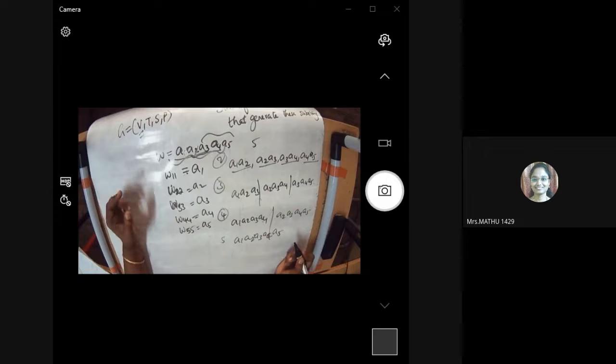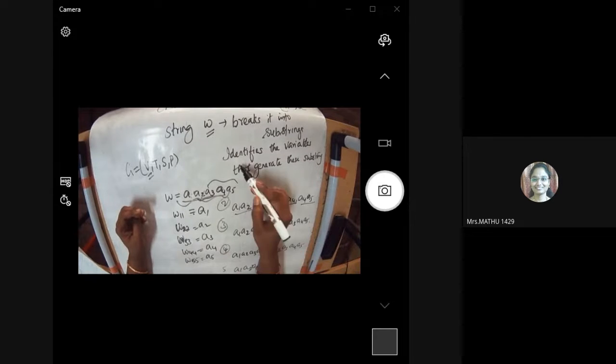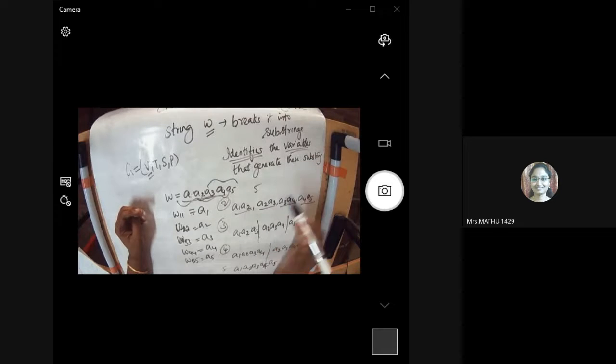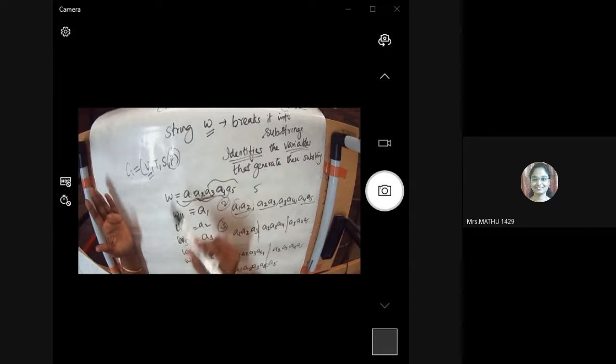So now, the algorithm, what it does, it is going to break the given string into such substrings of various lengths, and it is going to identify the variables that are going to generate these substrings. So that will be taken from the given productions. By looking into the productions, it will check whether this substring is generated by any of the variables.